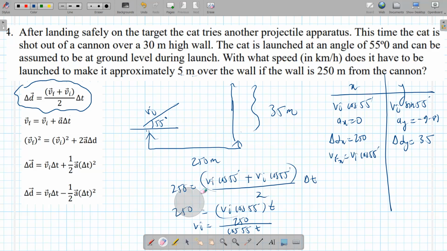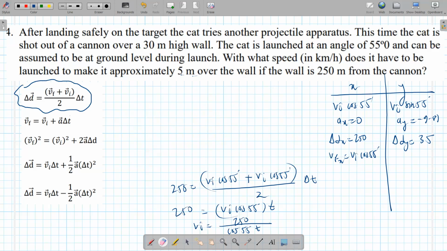Now we're going to do the exact same thing in the y direction, and hopefully we get the t. And once we get the t, the VI is in the bag. So do we have the VF though for this? No, we don't. So what can we do in this case?